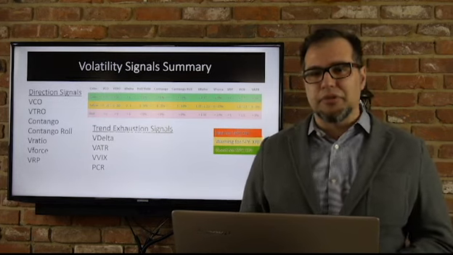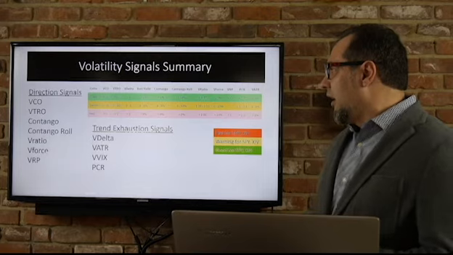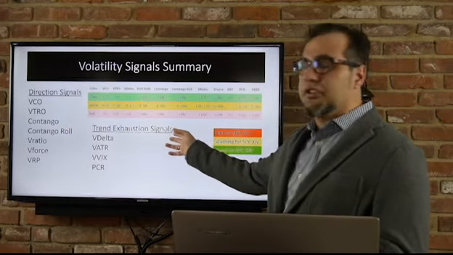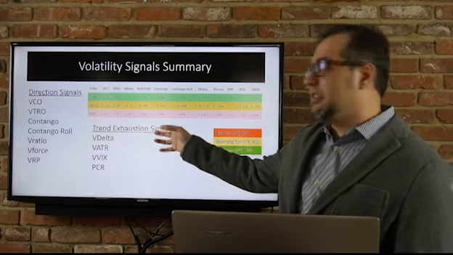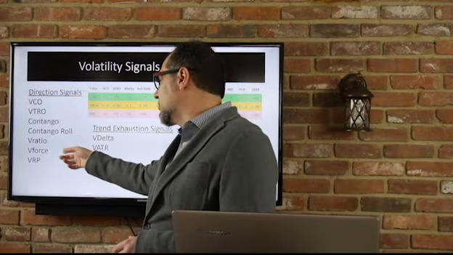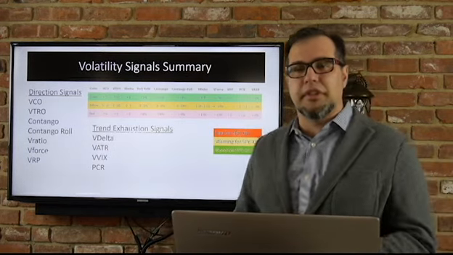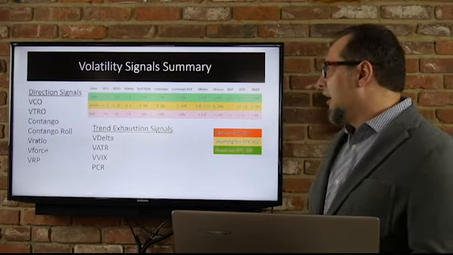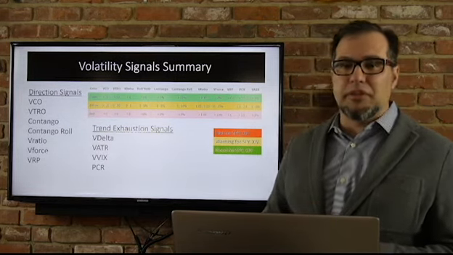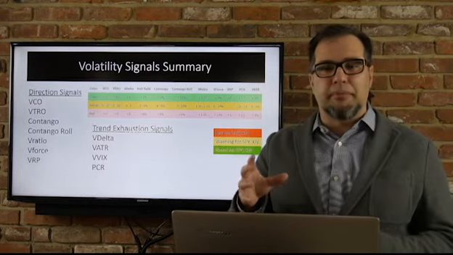So let's summarize all the volatility signals that we have discussed so far. We have direction signals, and then we have trend exhaustion signals. The direction signals are the VCO, the V3O, Contango, Contango V ratio, V force, and VRP. When those are in green, you want to be short volatility and long the SPX. When those are in the red, you want to be out. You may want to be long volatility for a short period of time. And when they're in yellow, this is a buy and sell zone.